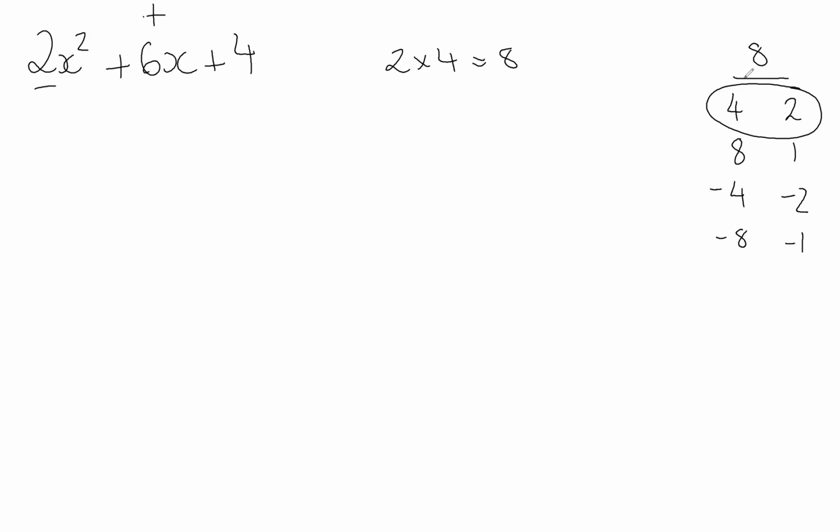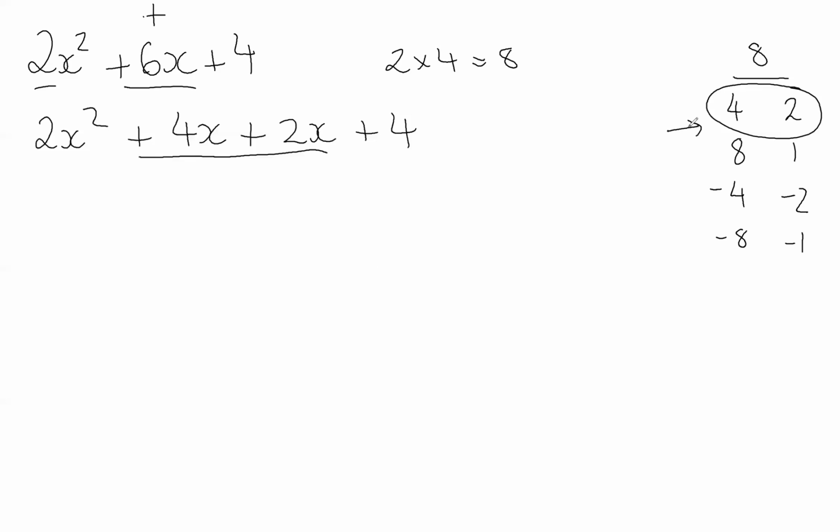And instead of putting it straight into the brackets, which is what we would do with our other quadratics, we're going to rewrite this quadratic and just replace the x's with 4x and with 2x. So if you can see, all I've done is change that 6x to be plus 4x plus 2x, because this is what we found out on the right hand side.